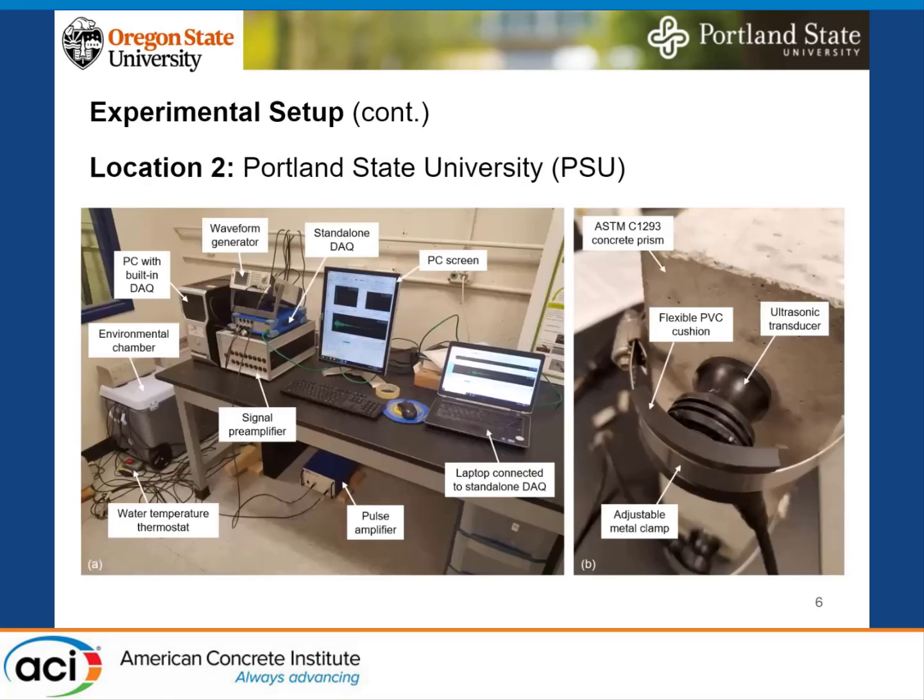At the second location at Portland State University, we had the same mixes, 2 samples per mix, and we had this ultrasonic monitoring setup. This setup was prepared by more than a year of experimentation. We came up with a setup which was reliable and robust.